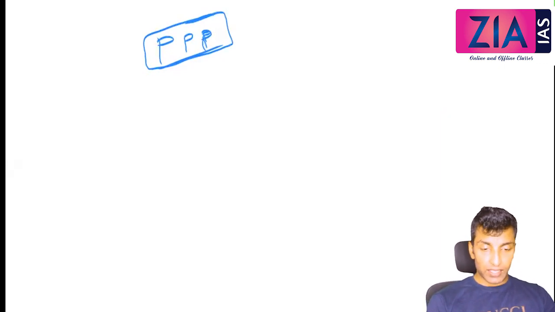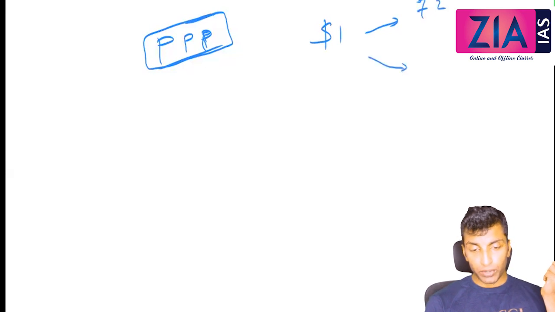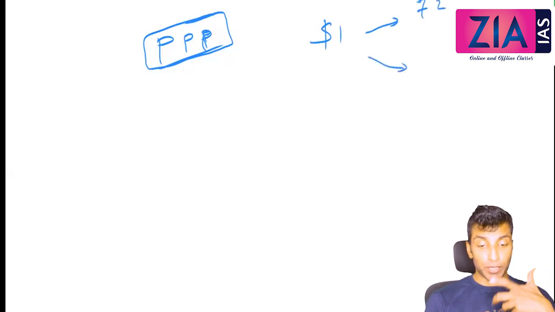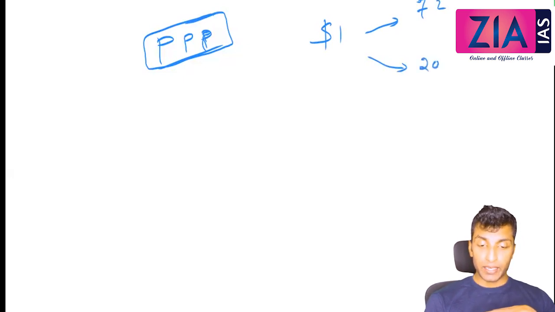Like when we discuss the dollar, okay, $1, we talk about the market exchange rate. What is that? 72 rupee. Or we also talk about another exchange rate, that is the purchasing power exchange rate, purchasing power parity. That is actually an exchange rate only, let's say 20 rupees, right?